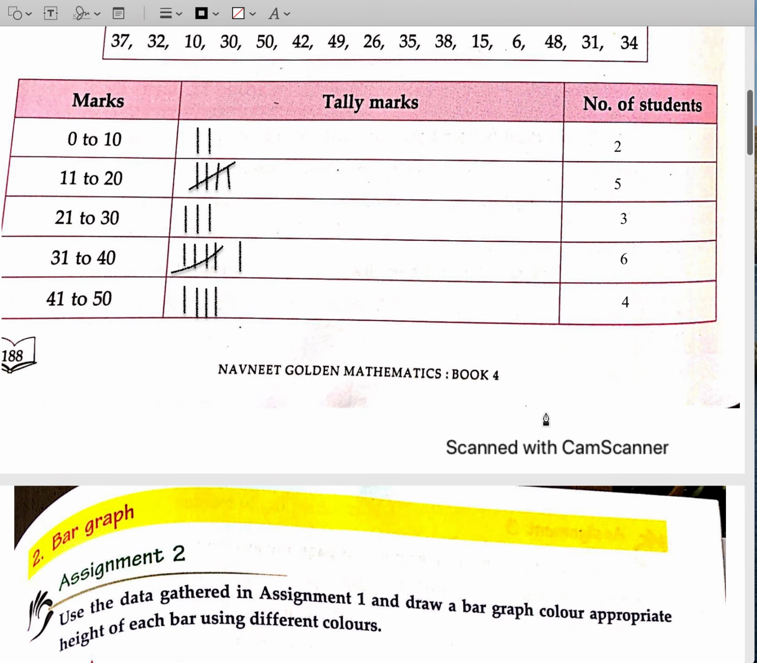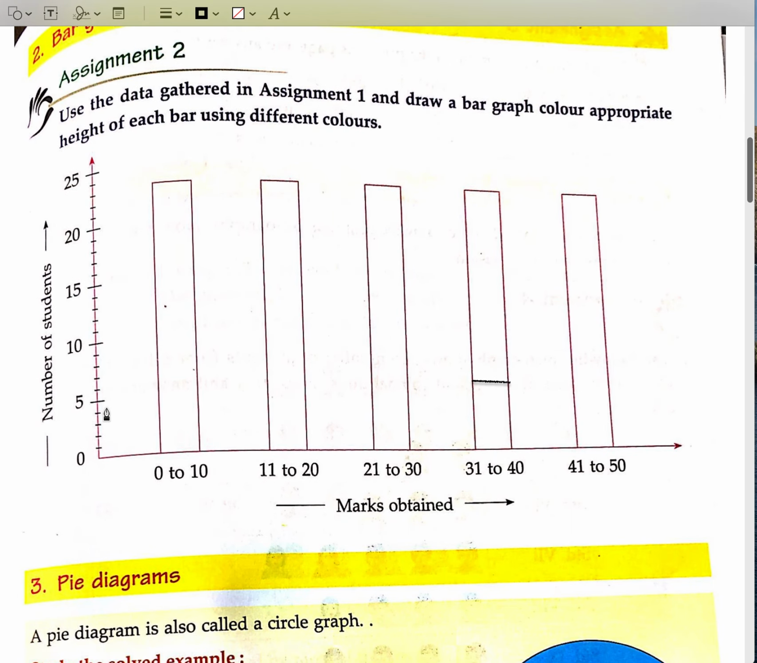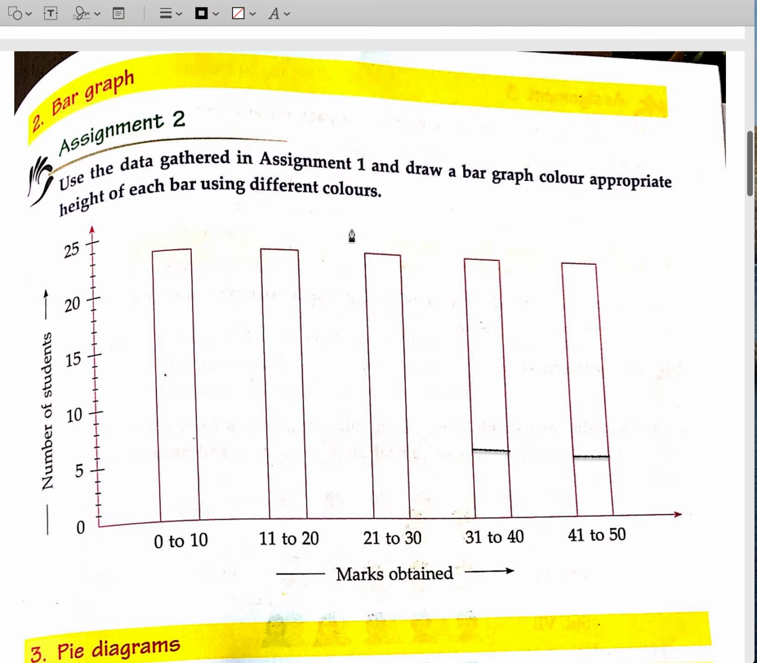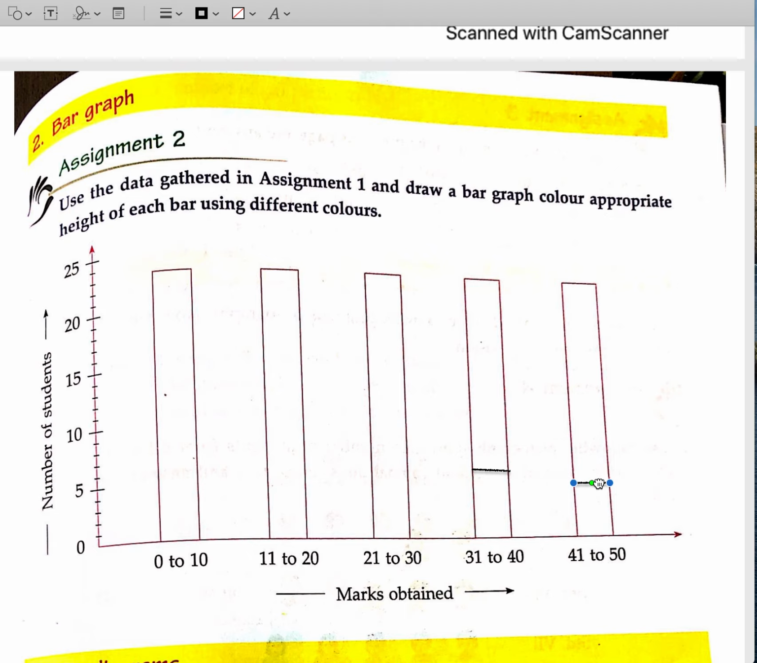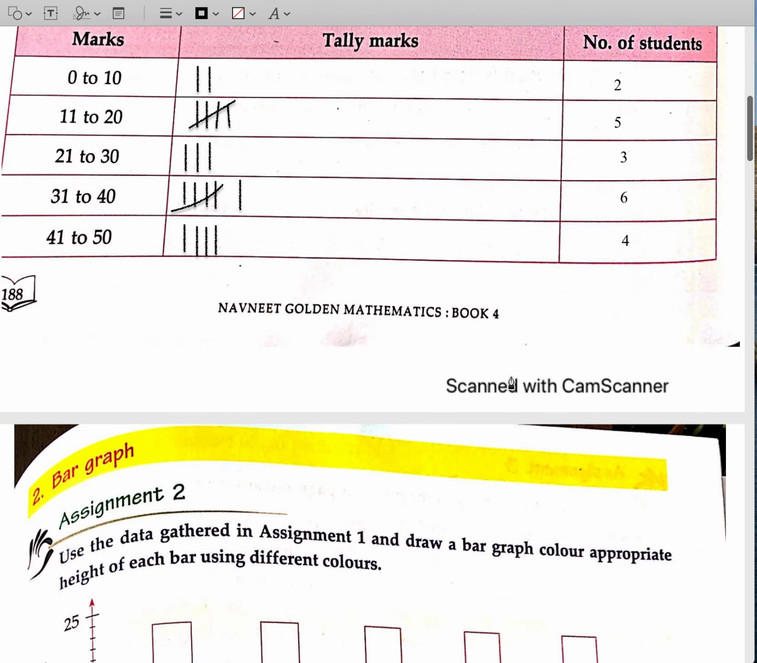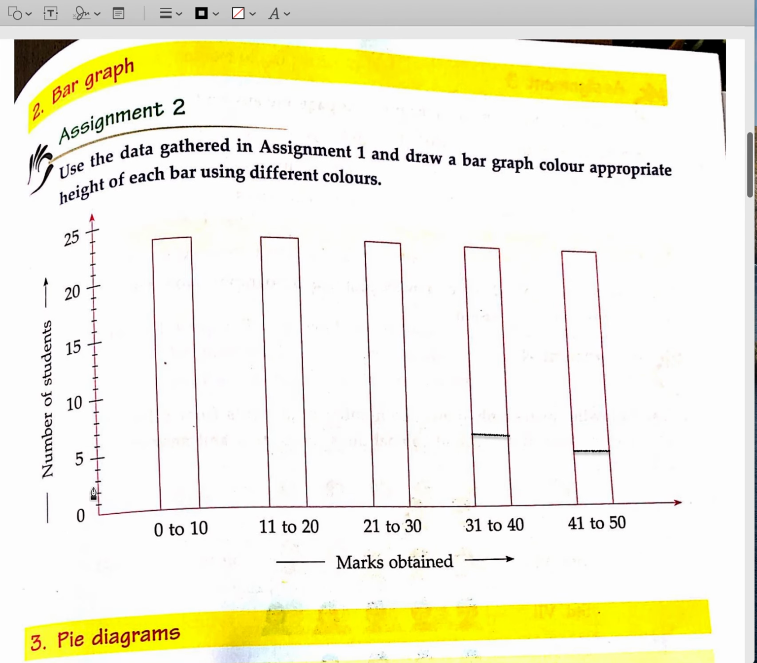41 to 50 is 4. So 4 is one below than 5, which will be over here, a little down. Then next we have 21 to 30, which is 3. 21 to 30 is 3, so it's over here.